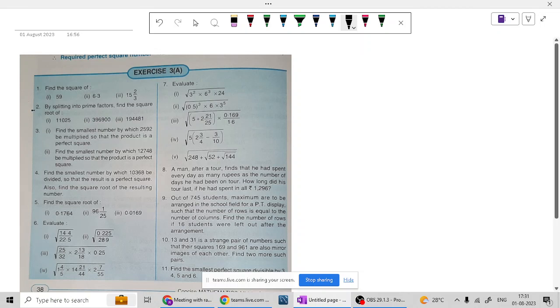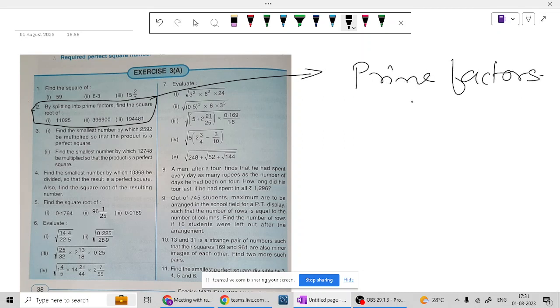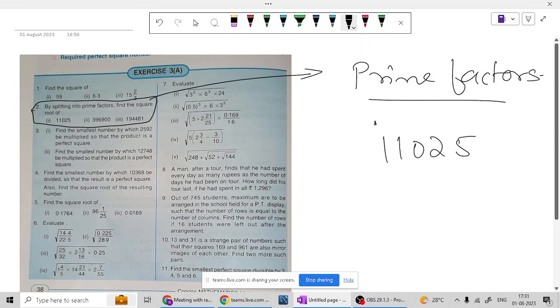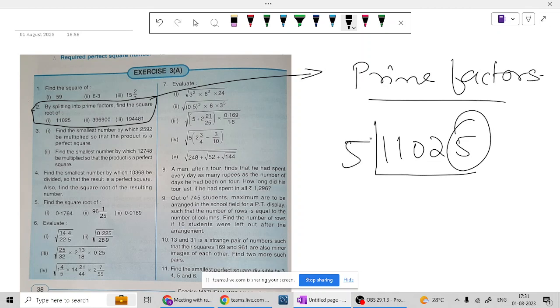Okay, next, read out the second question. What is given in the second one? By splitting into prime factors, find the square root of 11025. Which method do we use? Prime factorization, sir. Yes, by splitting into prime factors. We use LCM. The last digit is 5, so which value will we use? 5, sir. Yes, find the answer. Get me the answer. Let others join. We'll continue.